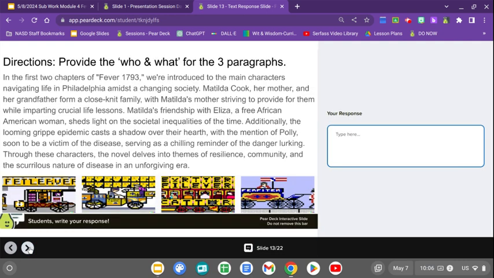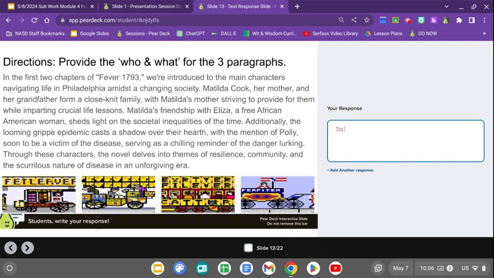Please take the time to finish that main idea sentence now. Slide 13. Let's try it again. So the sentence starter once again will be, this text is mostly about who and what.